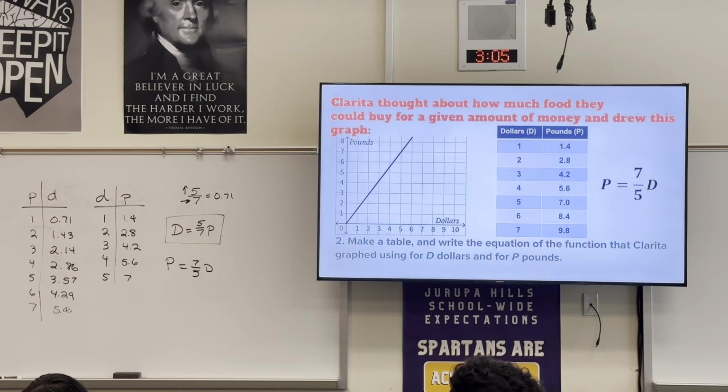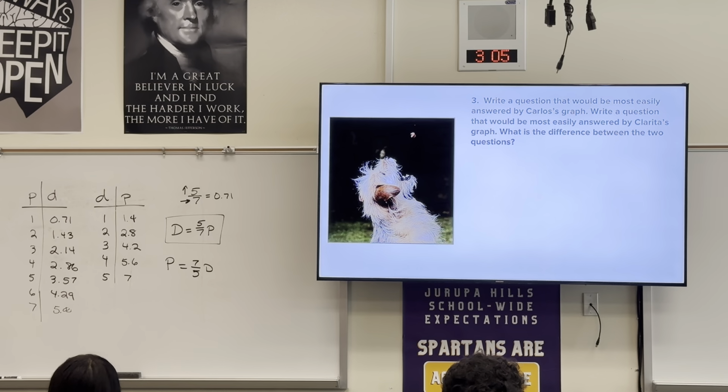We're good on 2? All right, let's move on to the next one. Number 3 says, write a question that would be most easily answered by Carlos's graph. Write a question that would be most easily answered by Clarita's graph. What is the difference between the two questions?